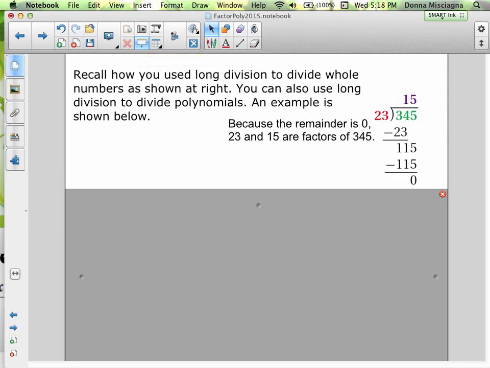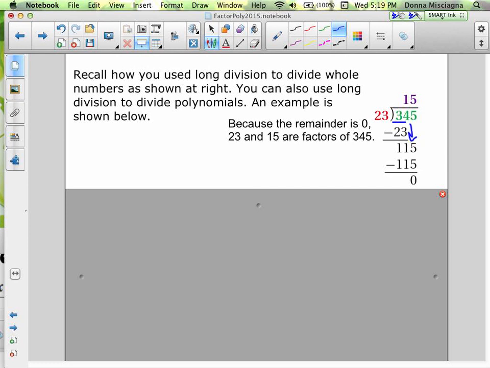Right? So if I'm dividing 345 by 23, I just look at the first two numbers. Right? I looked at the 34. And I say, how many times does 23 go into 34? Right? So I divide. Okay, so 23 divides into 34 one time. Okay? And then I multiply. 1 times 23 is 23. And then I subtract to see what's left. Okay, so I have 11 left. That's too small. I can't divide 23 into 11.